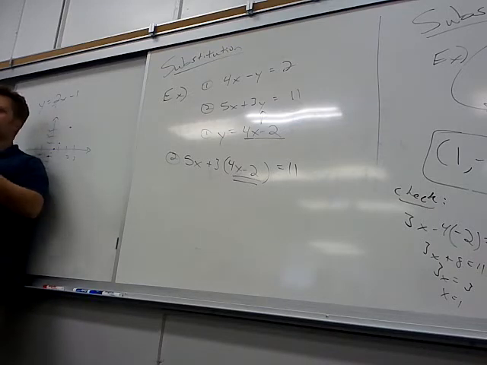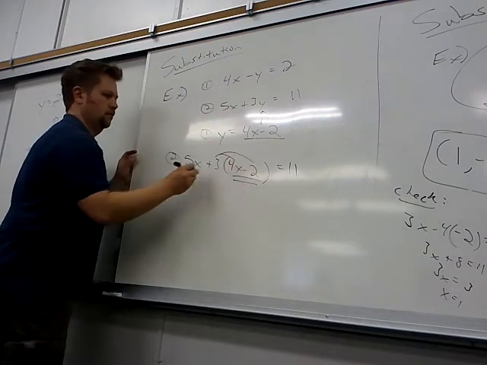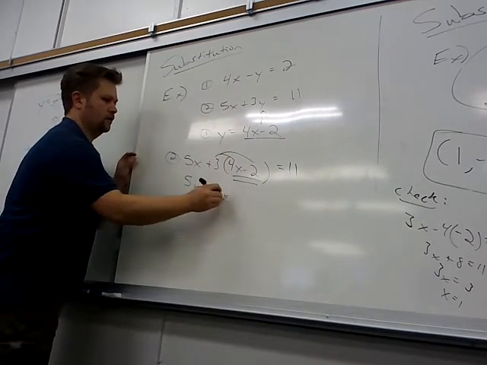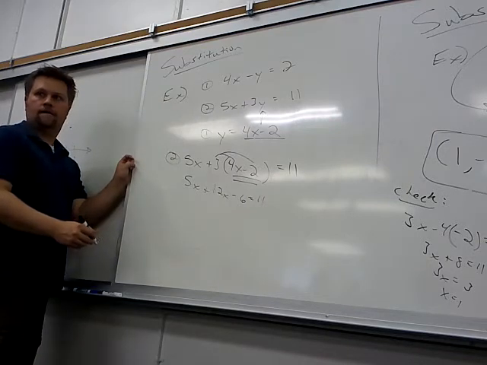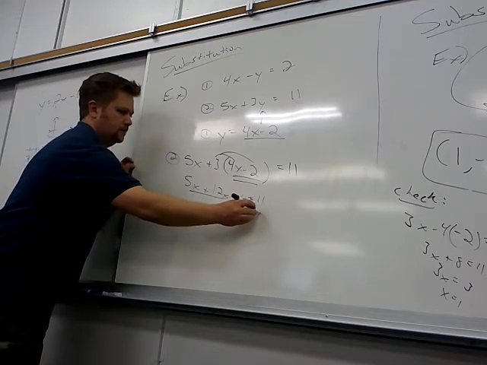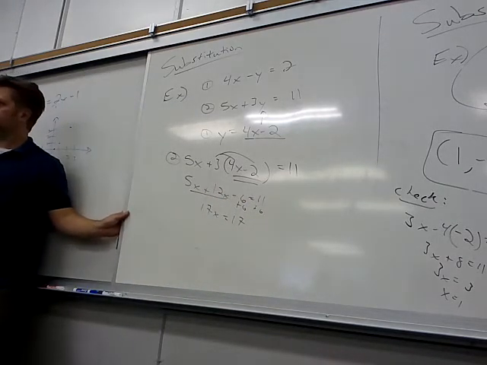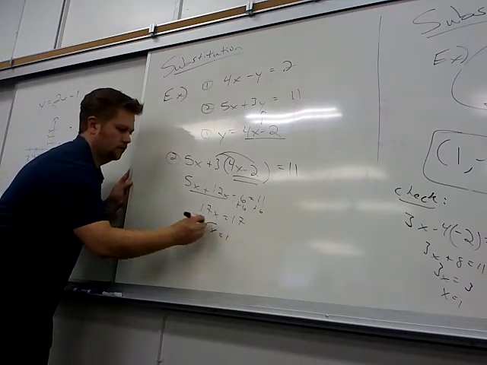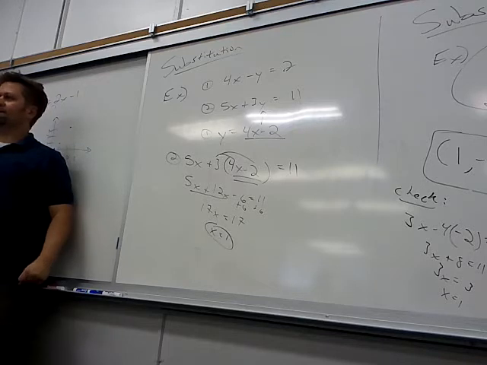Okay. So now again, I'm on the level where I only have one variable. 5x plus 12x minus 6 equals 11. Like terms. Good. And add 6. 17x equals 17. X equals what? X equals 1, right? Divide by the 17. And I have to plug x in.